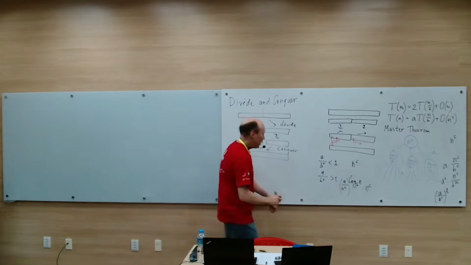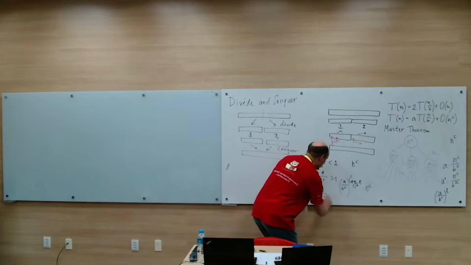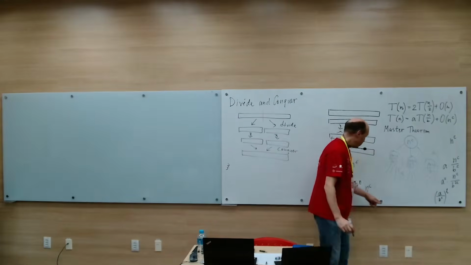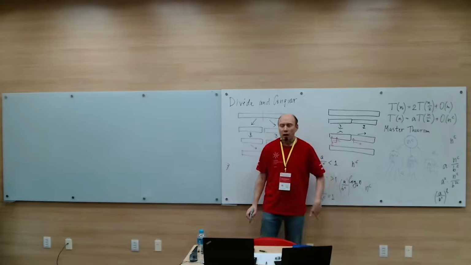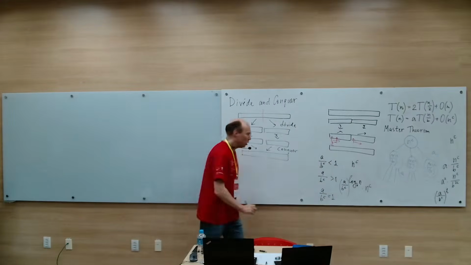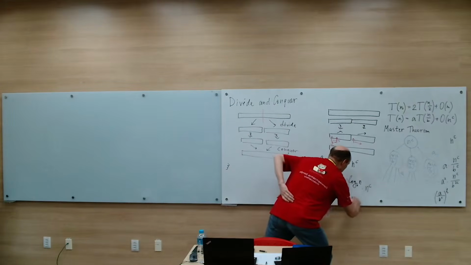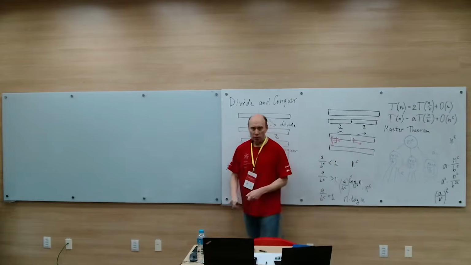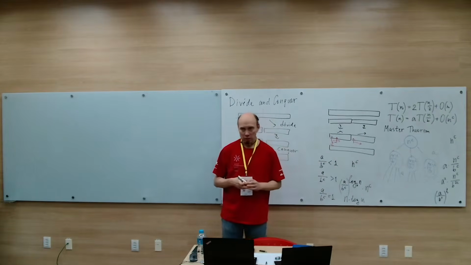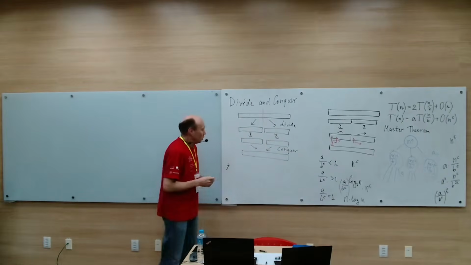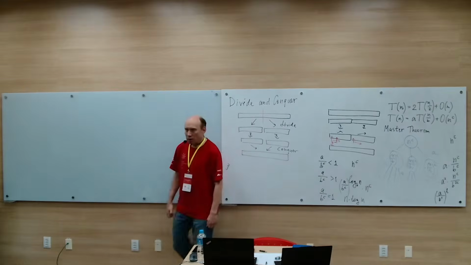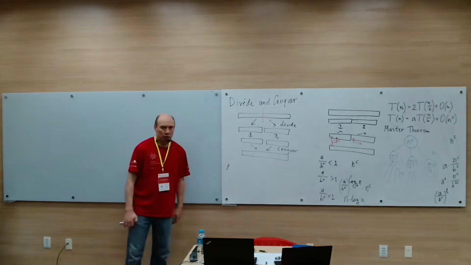And if it's equal to 1, then all the levels are the same. How many levels are there? There is this number of levels, and they are all the same. So the total complexity is n times logarithm n. The base of the logarithm is not important in this case, it's constant. So that is the Master theorem, a more or less primitive version.